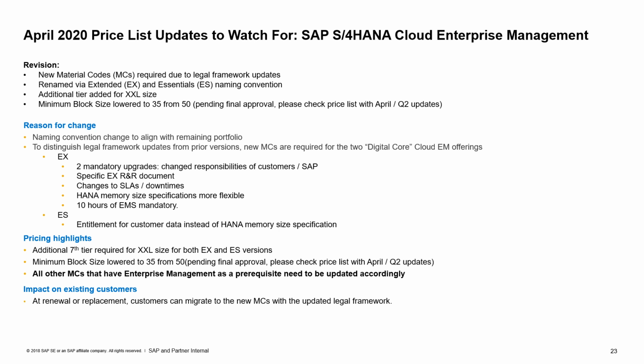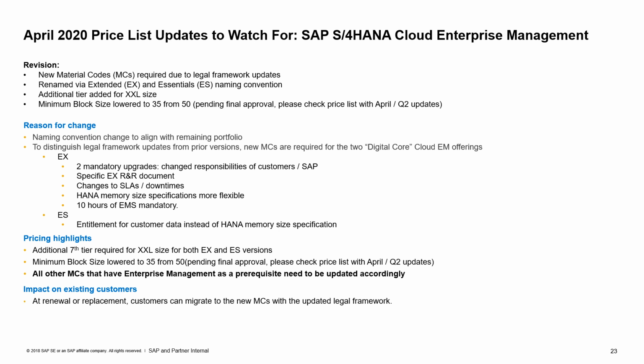And the minimum block size, which we're working on and hopefully will be approved for the Q2 price list update, is that it'll go down to 35 full user equivalents, down from the current 50 full user equivalents that we see in Q1 of 2020. The reason for the change is that naming convention changes have to align with the remaining portfolio. We also need to distinguish legal framework updates from prior versions.